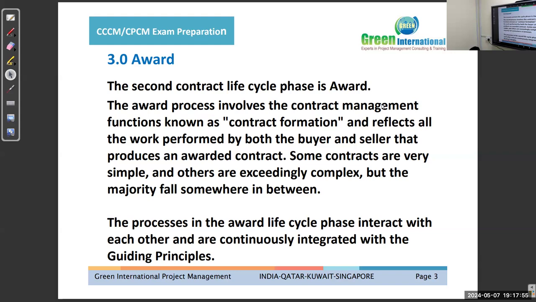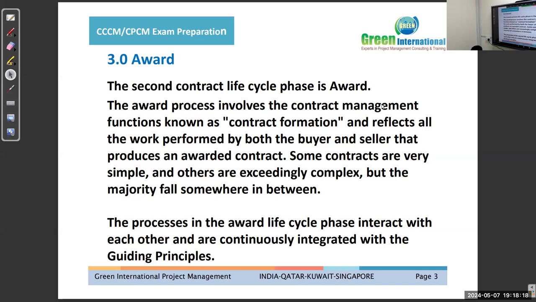Whoever will be a seller, we as a buyer, in the buyer position, will select some sources and have some criteria. Through certain evaluation, you will finalize your decision. So all these things and all knowledge areas will be covered under the award phase of the contract life cycle. We'll go through this slide.